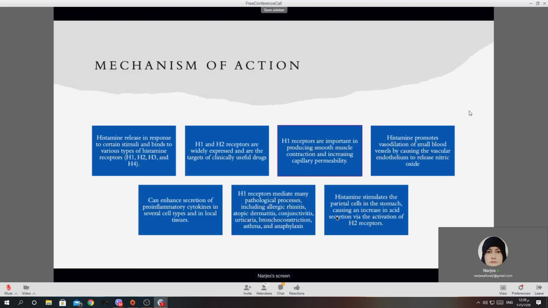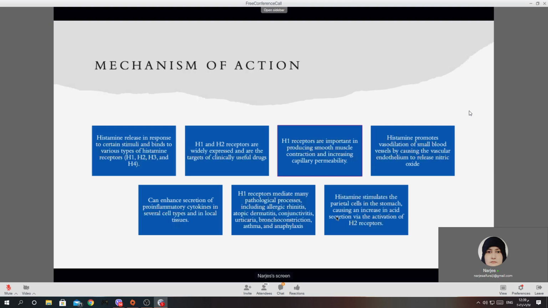How it works, or mechanism of action. As I mentioned previously, histamine is present in almost all tissues, and it exerts its effect through specific receptors. For histamine, we have H1, H2, H3, and H4 receptors. To exert its effect, histamine must bind to one of its receptors. For example, H1 receptor induces some effects, and H2 participates in gastric acid secretion, and so on.